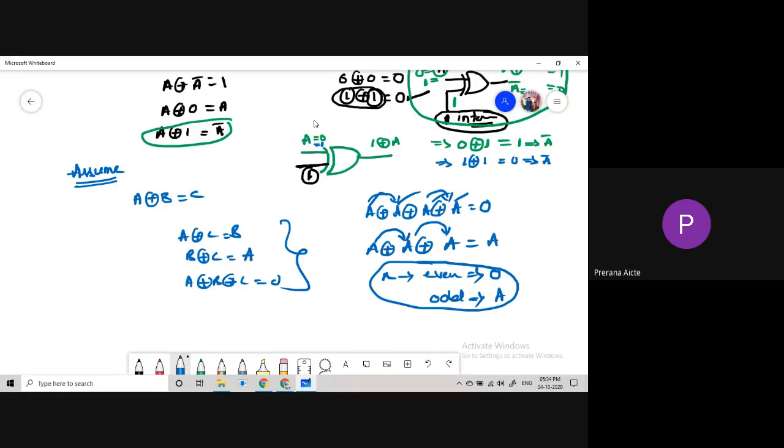One circuit consists of 20 XOR gates. Then what is the final output? 20 XOR gates. 0. Yeah, super, answer correct.